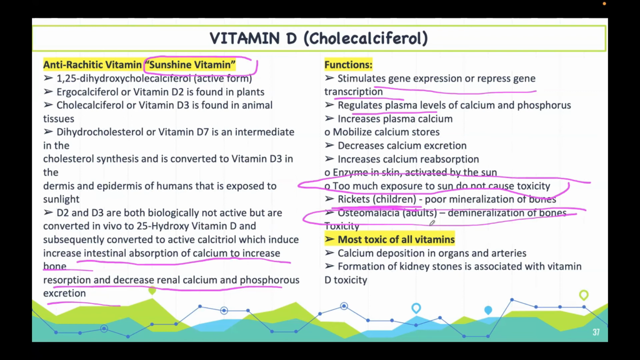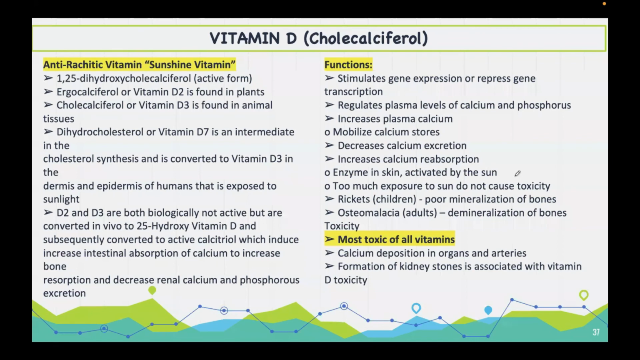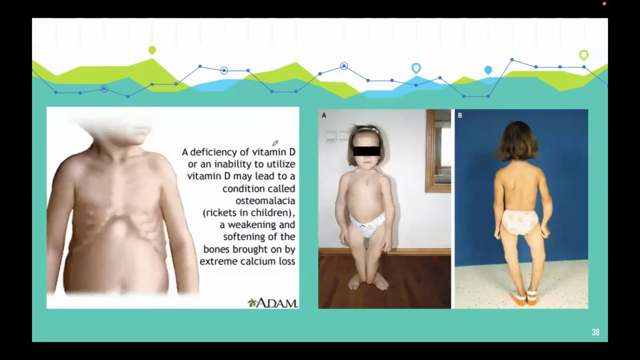Pakitandaan po. So for the toxicity of your vitamin D, it is the most toxic of all vitamins. Okay, kasi the calcium deposition in organs and arteries may accumulate. Formation of kidney stones is associated with vitamin D toxicity. Ayan po siya. A deficiency of vitamin D kapag sa bata, deficiency, rickets ang tawag. Pag sa matanda, yung poor demineralization, osteomalacia.